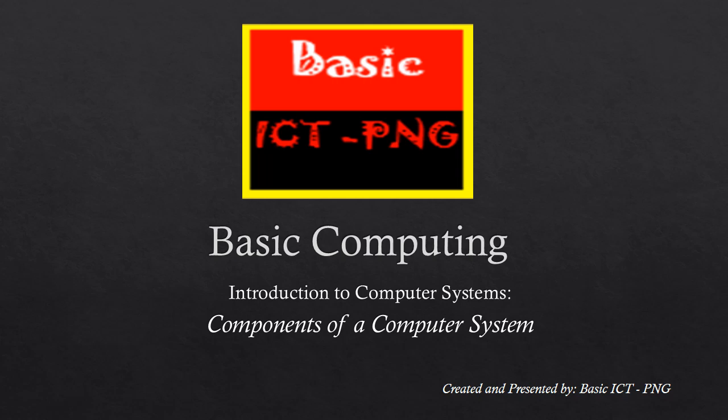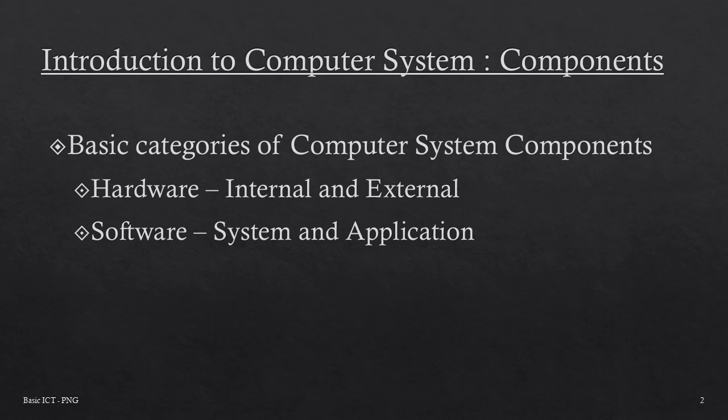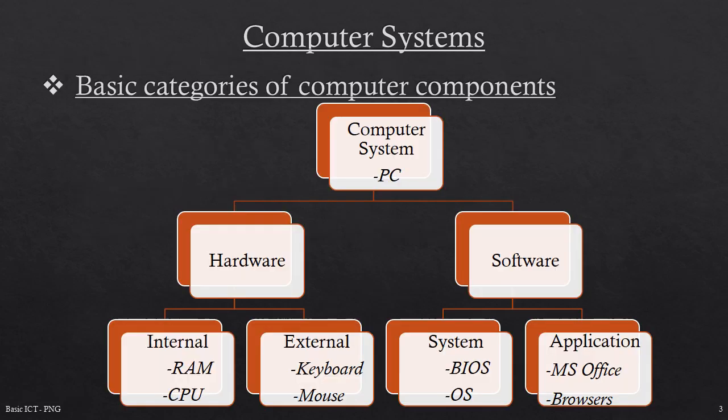This video is based on the basic computing category, and the topic of discussion is introduction to computer systems. It is the third video on this topic, and it is precisely on components of a computer system. In this video, we cover the basic categories of our computer system components, where we cover hardware, both internal and external, and we also cover software, both system and application software. Let's start by looking at the major categories of computer components.